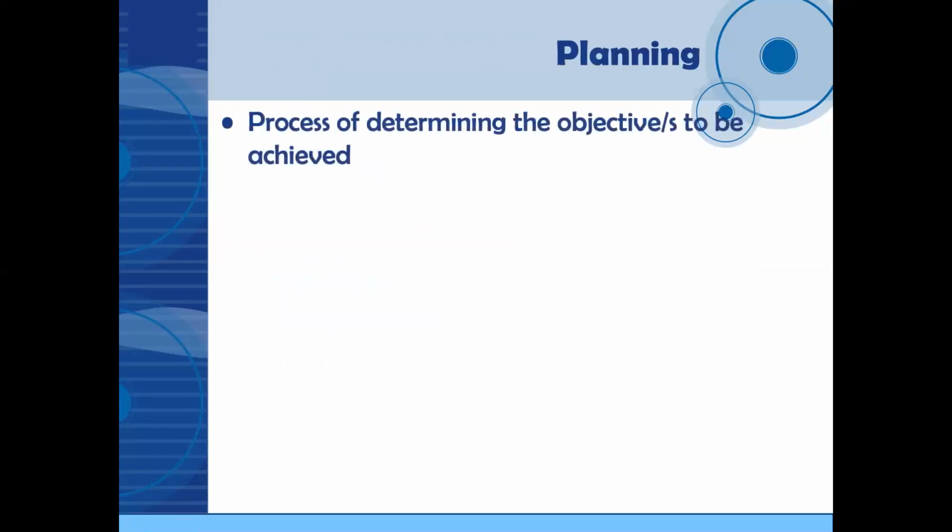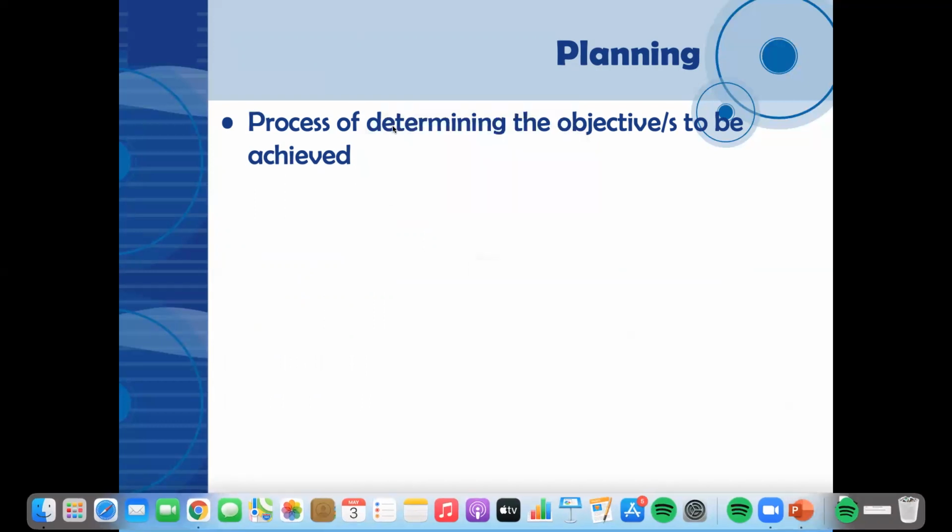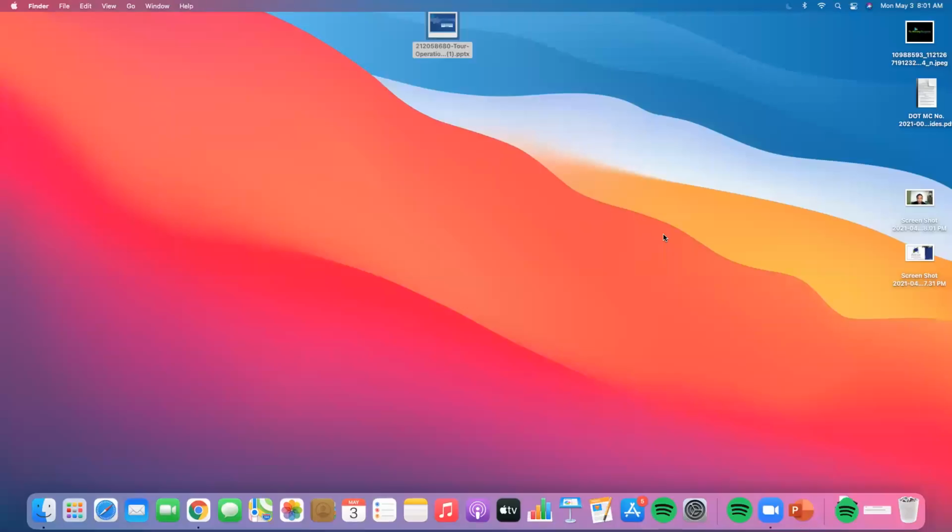Okay, so what is planning? So, sa planning stage naton, diri ka mo students masulod nga daan. So, what are the objectives? Process of determining the objectives to be achieved. Ano ang inyo nga objective, right? What are your objectives na kinahanglan ninyo nga ma-achieve? Next, so it has to be customer focused, destination oriented, financial, or corporate.